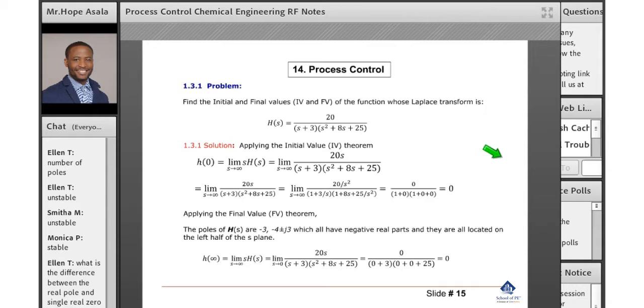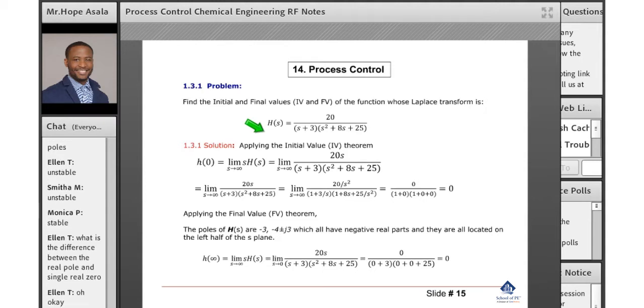So for the next problem, applying the final value theorem, assuming the same transfer function, H(s). Remember what we talked about: before you can apply the final value theorem, you want to check that the poles are not located on the what plane, left or right? Anybody recall? We want to check that the poles are located on the left-hand plane, right? On the left. Okay, that's good.